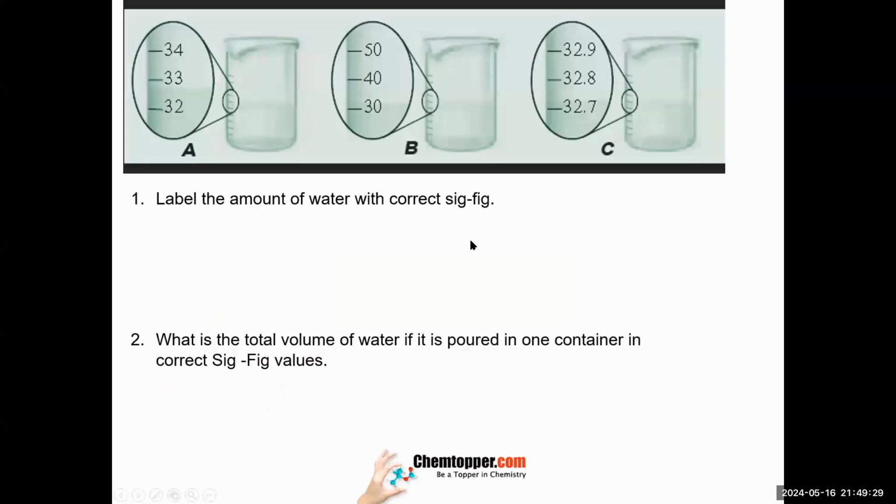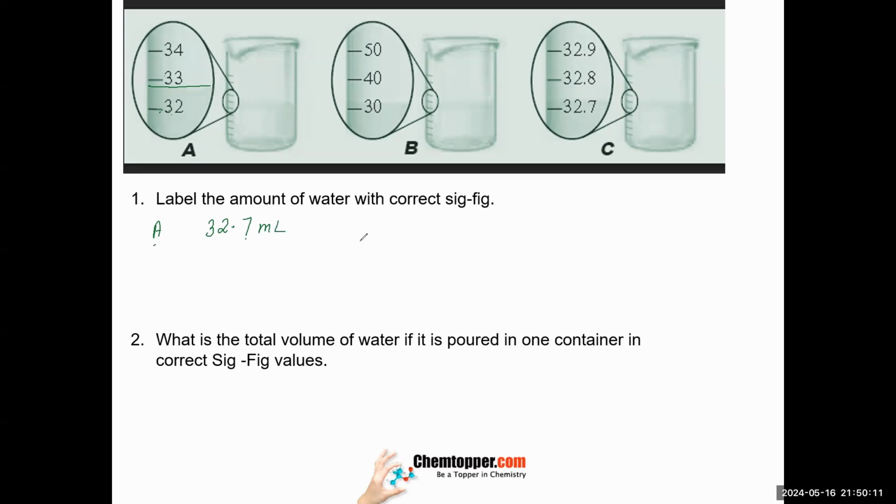I'm taking you through one question. Let's do this question together. Here we are going to use that rule of uncertainty. Like here, this is the volume. 32 is marked. This is 32. This is 33. So in the A container, I will say it is 32.7, very close to 33. So I'm estimating this 7. This is the estimated digit, ml.